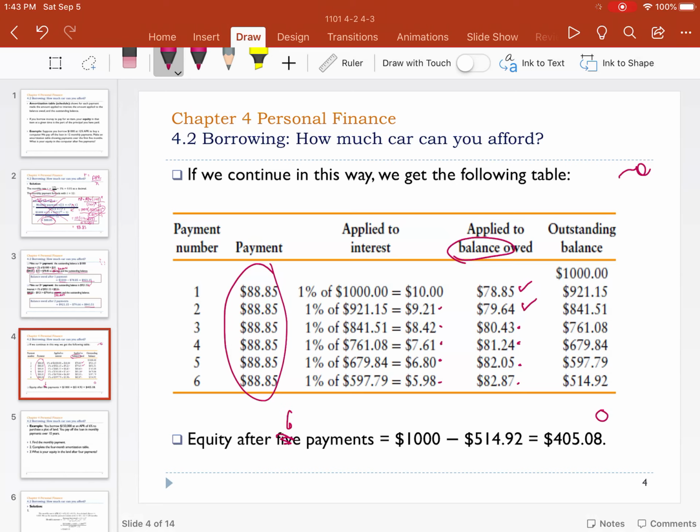Wow. So after 6 payments, forget what they just asked, we would have paid off down to the balance of $514.92, which is pretty much the 50-50 mark. But what you've paid is a little less than that. So another mistake. This is riddled with mistakes. I should have fixed all of these.